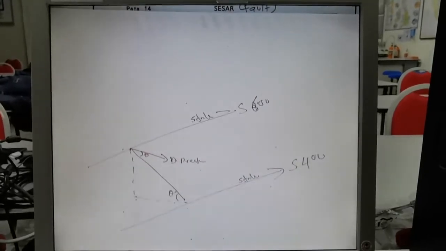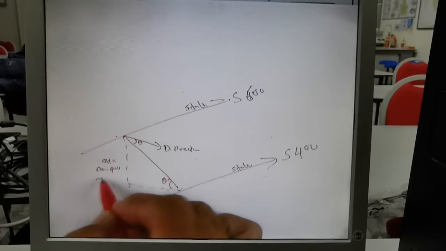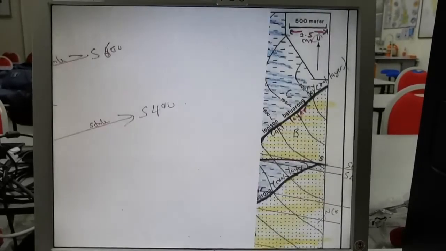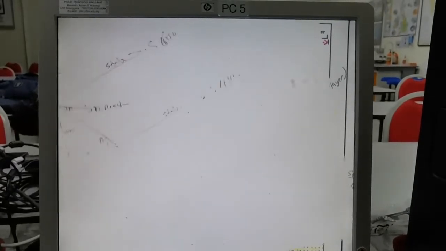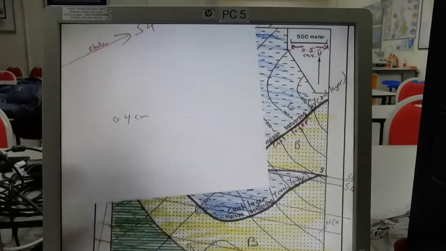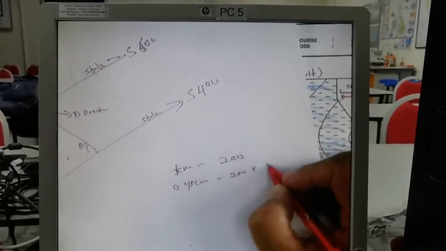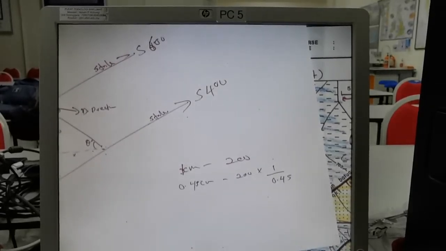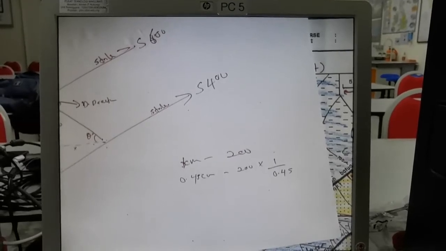So the distance between the lines, delta S, is 600 minus 400, which is 200. So your Y is 200. What's your X? X here is 0.45 centimeter. 1 centimeter is equivalent to 200 meters. 200 times 0.45 divided by 1.